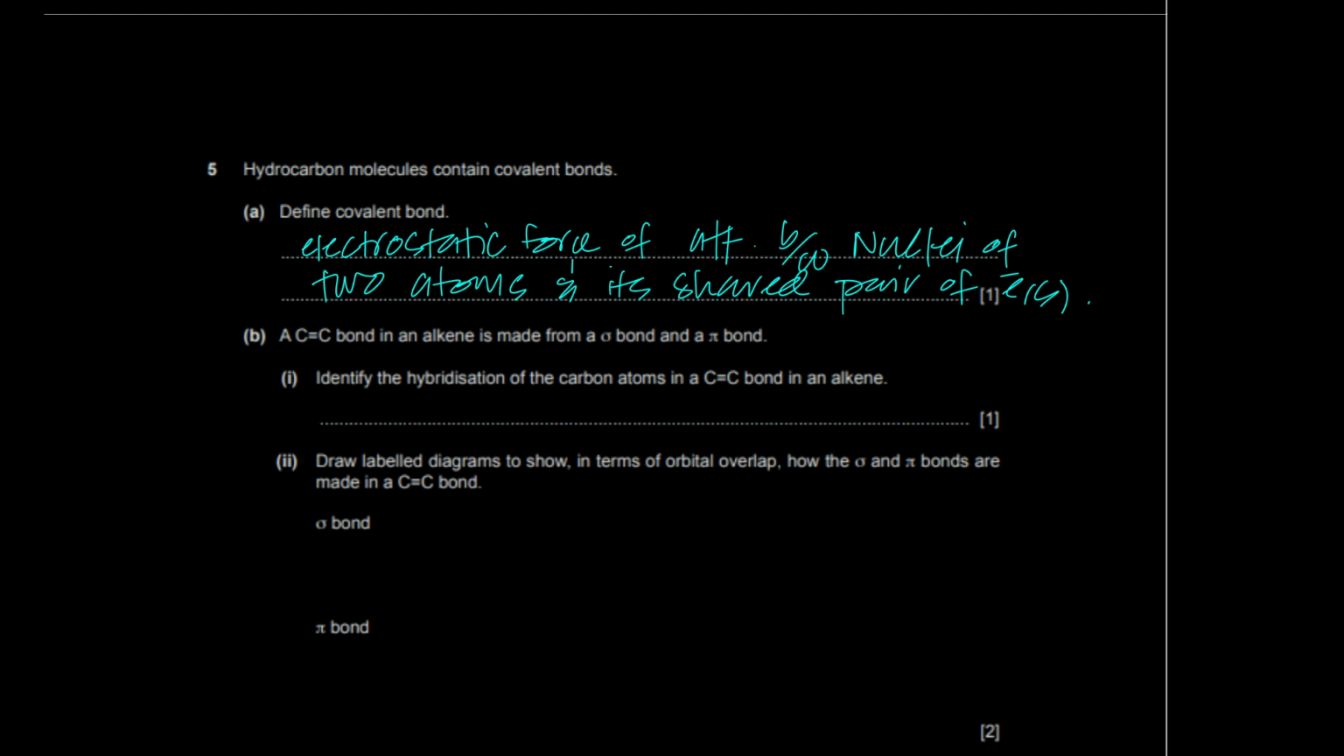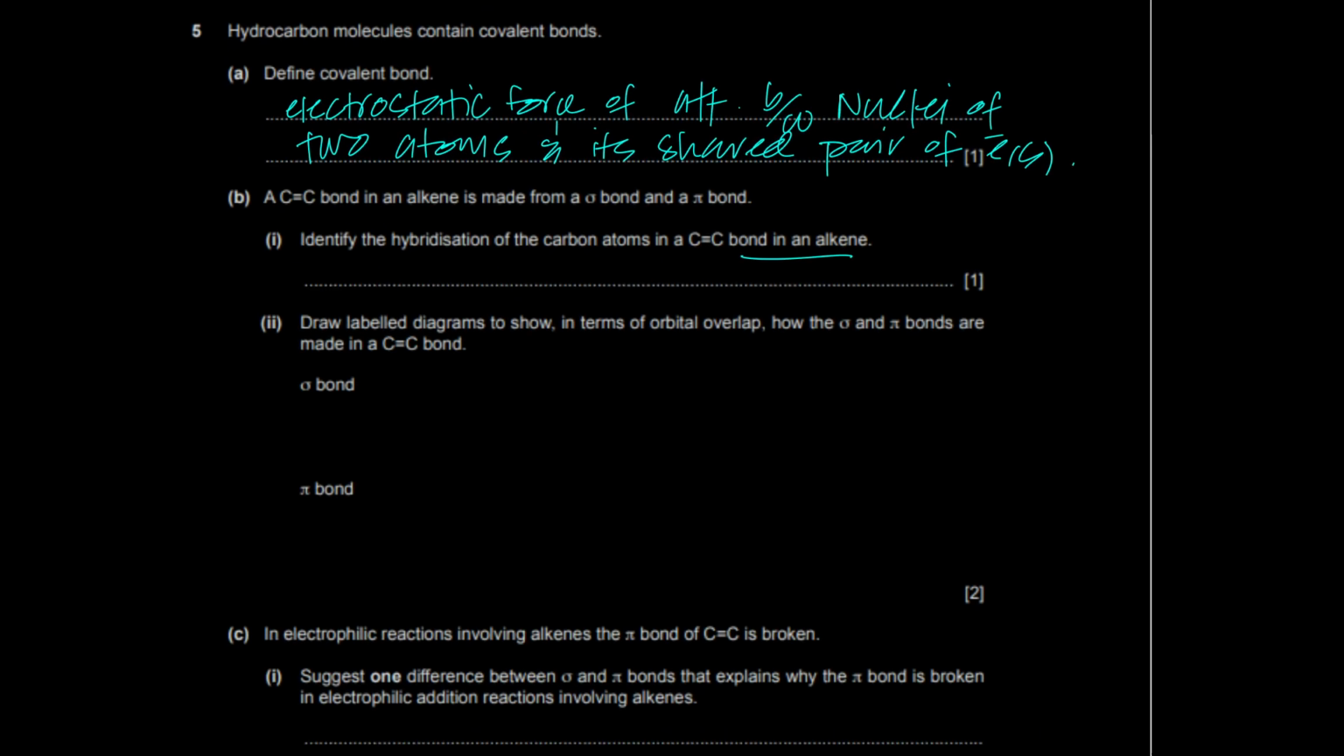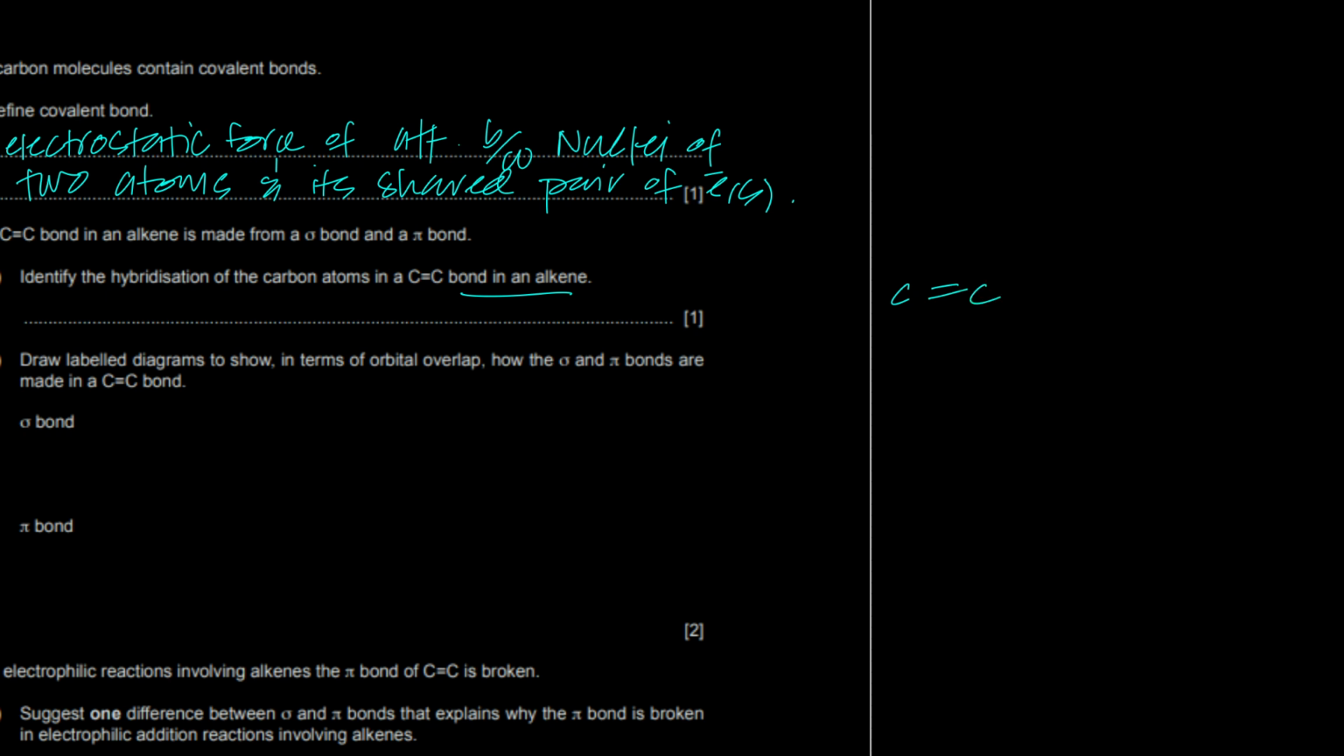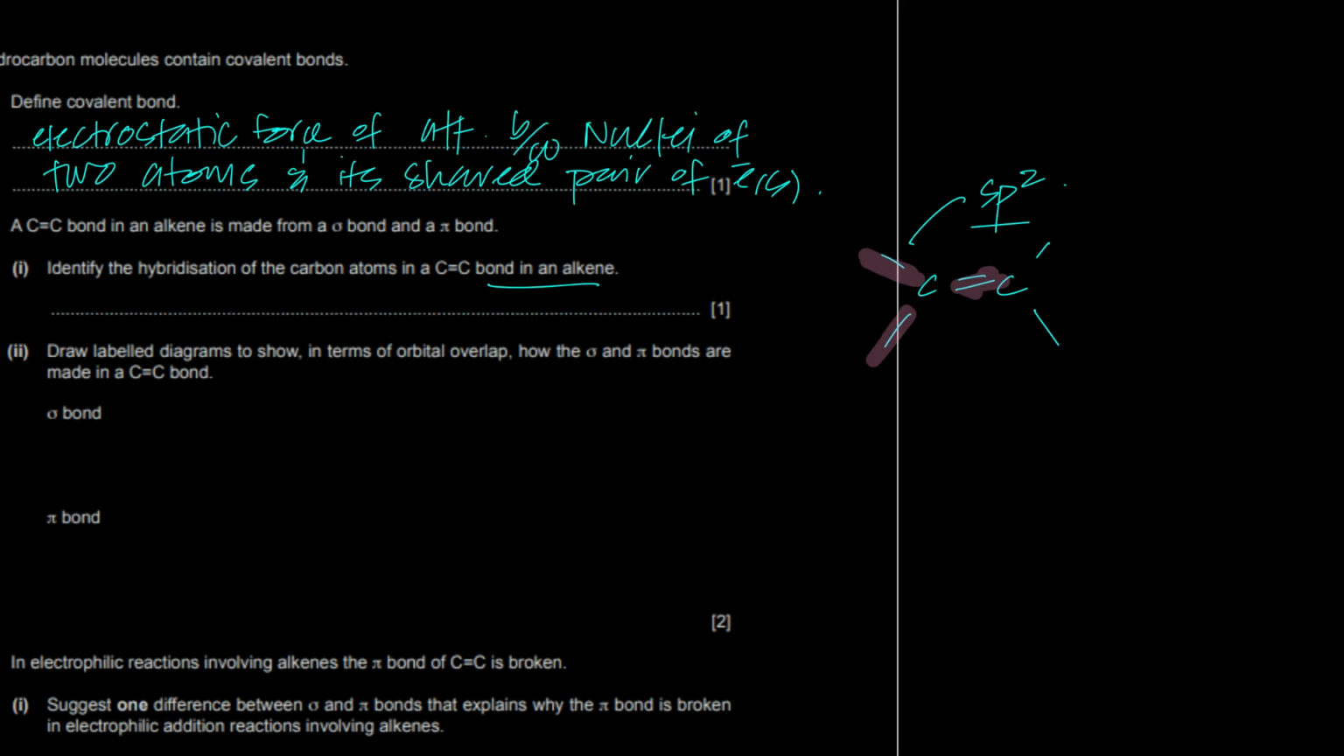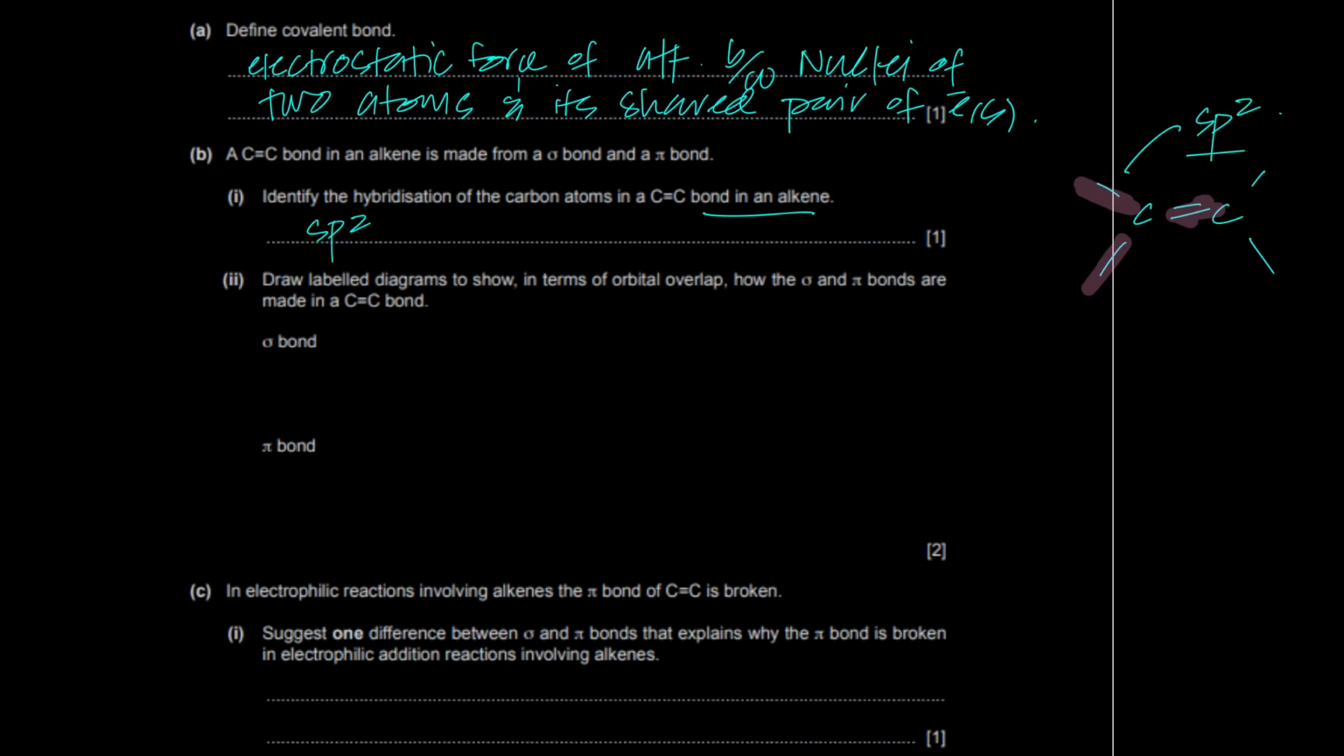A C double bonded to C bond in an alkene is made from a sigma bond and a pi bond. Identify the hybridization of the carbon in an alkene. We know from our O levels in IGCSE that alkenes look something like this: carbon double bonded to carbon, and each carbon has two hydrogens. What structure is this? It's trigonal planar. One, two, three. That's the trigonal planar structure of each carbon atom. And if you have a trigonal planar structure with no lone pairs, that's sp2 hybridized. So it's sp2 hybridization.